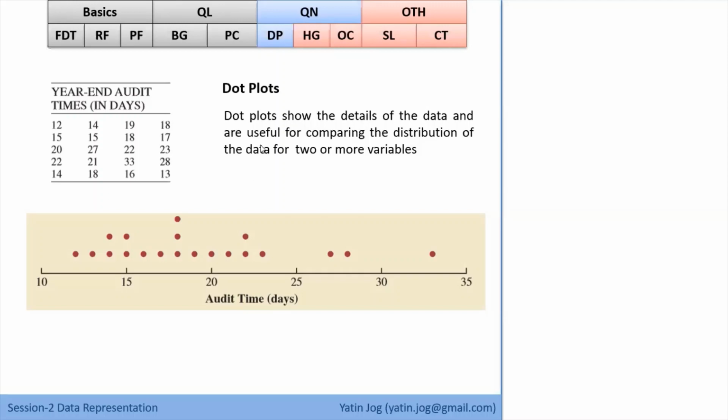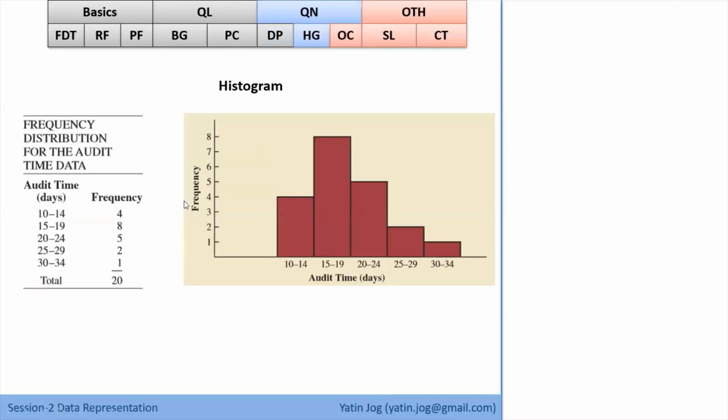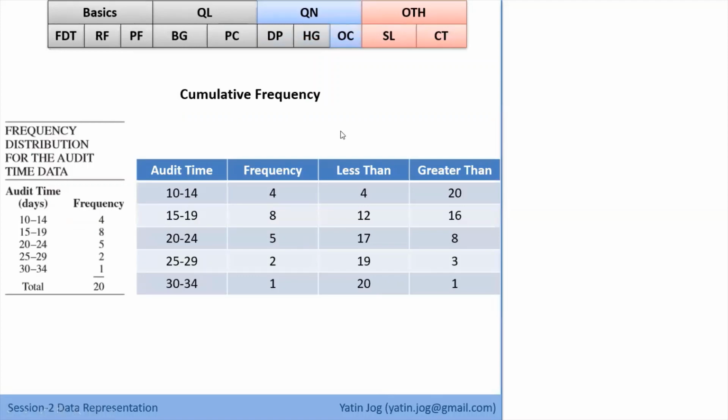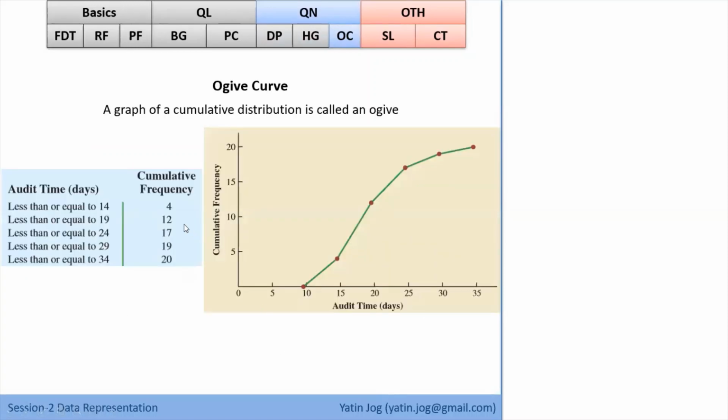Then the next method is the histogram, which we have already discussed in detail, how to draw a histogram out of the table. Next is cumulative frequency. We have done this also. We know how to calculate less than cumulative and greater than cumulative frequency out of the data set. Then the graphical method to represent the cumulative frequencies is the Ogive curve. We have two types of Ogive curves, less than Ogive and greater than Ogive. That also we have covered in Excel.